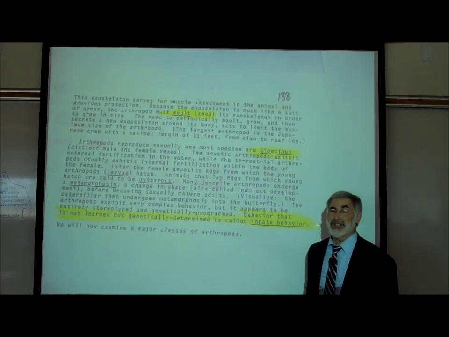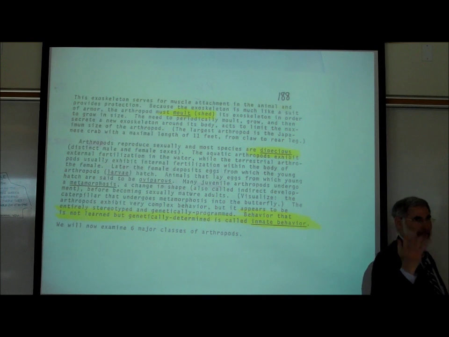They are dioecious. That means two types. There's males and females among grasshoppers and among most animals. Most animals are not hermaphrodites.